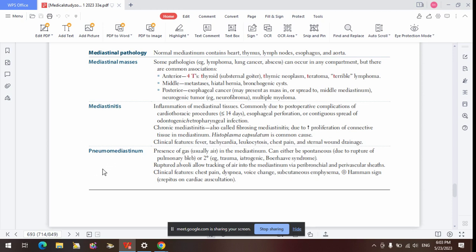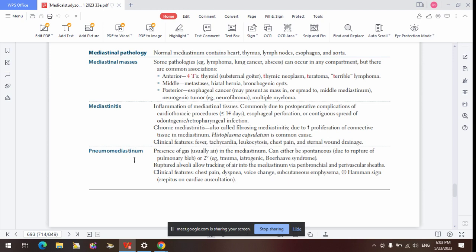Pneumomediastinum. So pneumomediastinum is very important. You guys must know it. Pneumomediastinum just means presence of gas within the mediastinum. That's what it means. It can be spontaneous or it can be secondary to something. If it's spontaneous, it's actually due to rupture of a bleb.